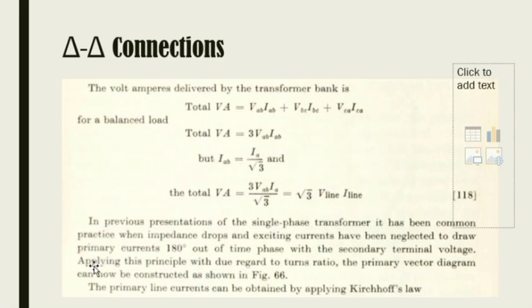In the previous presentations of the single-phase transformer, it has become common practice, when impedance drops and exciting currents have been neglected, to draw primary currents 180 degrees out of time phase with the secondary terminal voltage. Applying this principle with due regard to turns ratio, the primary vector diagram can now be constructed as shown in figure 66. Then, the primary line currents can be obtained by applying Kirchhoff's law, which will be shown in the next slide.